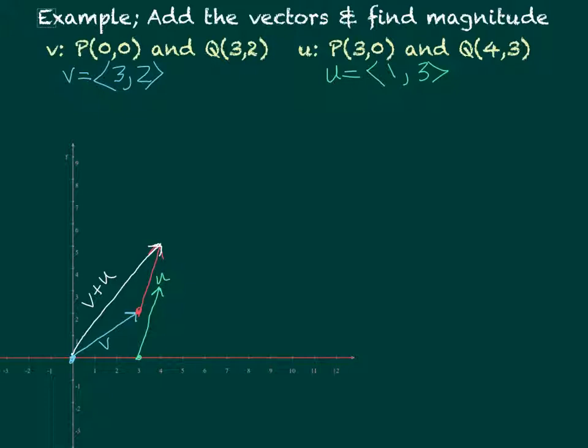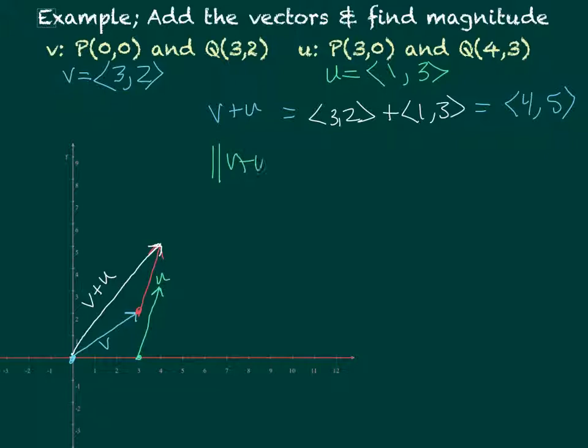So now if I actually find v plus u, I'm going to take 3, 2 plus 1, 3, which is going to equal 3 plus 1 is 4, 2 plus 3 is 5. So that is my addition, v plus u. And now I want to find the magnitude of v plus u. The magnitude of v plus u is going to equal the square root of, here we're going to want to make it into our right triangle.